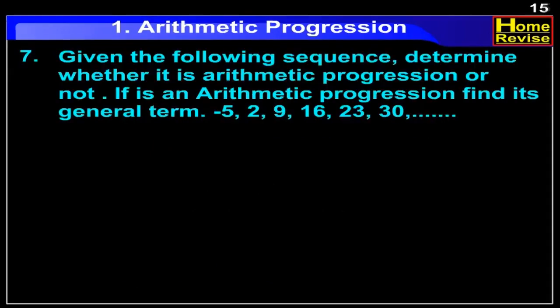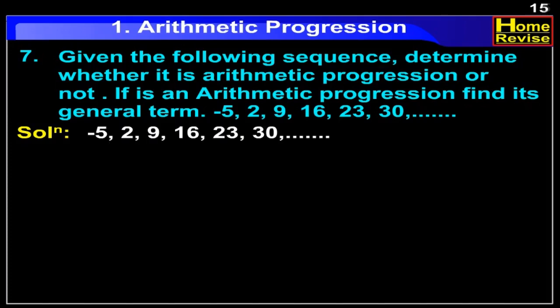Given the following sequence, determine whether it is arithmetic or not. If it is an arithmetic progression, find its general term. The sequence is minus 5, 2, 9, 16, 23, 30 and so on. Solution. The given sequence is minus 5, 2, 9, 16, 23, 30 and so on.